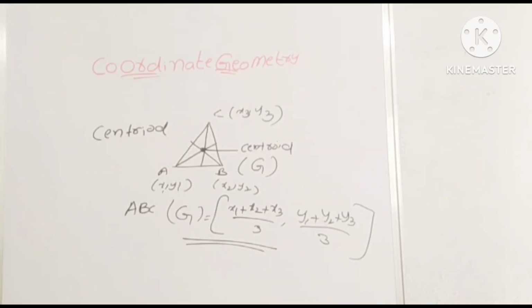Okay. The centroid divides the line segment in a ratio, and it can be divided 1 is to 2 or 2 is to 1. The centroid of the triangle divides the median in the ratio of 2 is to 1. Here 2 is to 1 is the centroid ratio of the triangle.